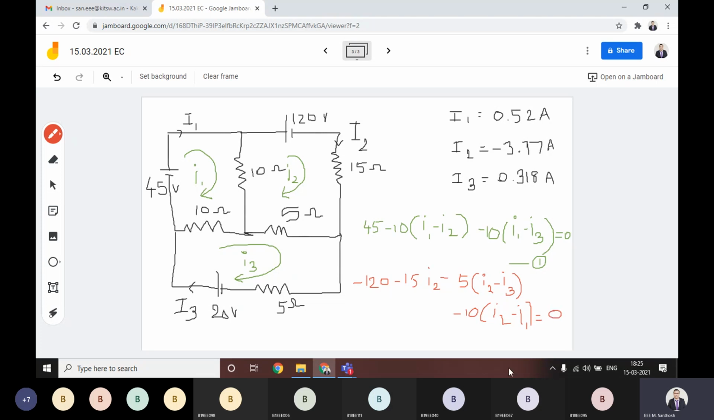is equal to 0, right? This is the second equation. You got the same value in the second equation also.